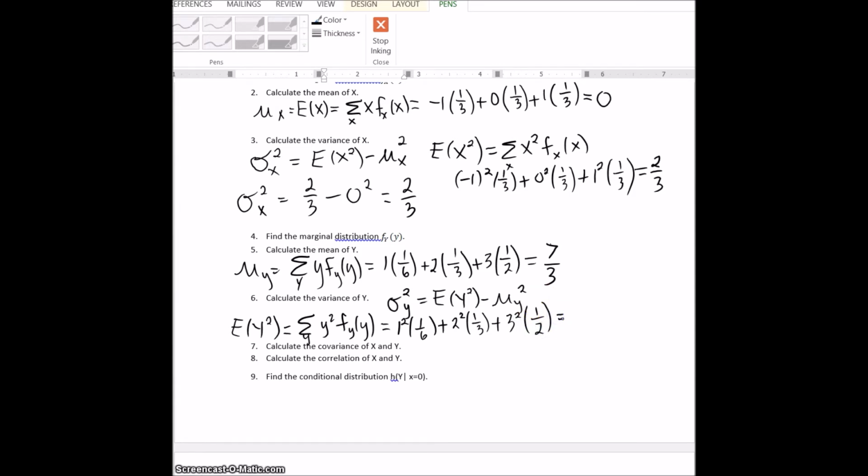which gives me the expected value of y squared equal to 72 over 12. And then to find my variance, sigma squared of y, I'm going to take 72 twelfths, I'm going to subtract off 7/3 squared because that was my mean of y, and it's going to give me a variance of 5/9.